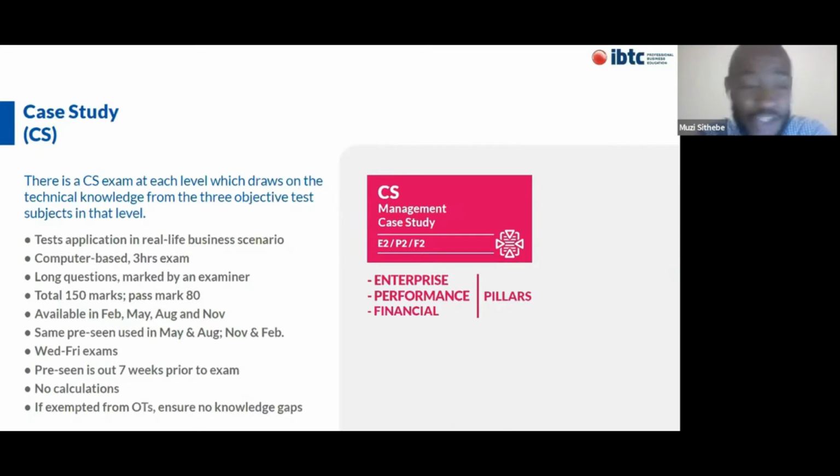The different sittings that you'd have is obviously 4 times in a year, where you'd have February, May, August, and November. And then what you'd also see is that from a pre-seen perspective, 2 sittings would have the same pre-seen. So if you write in May and in August, they'd be the exact same pre-seen for those 2 exams. It's just obviously the exam questions themselves would be different. Then November and February would also be based on the same pre-seen material, right?